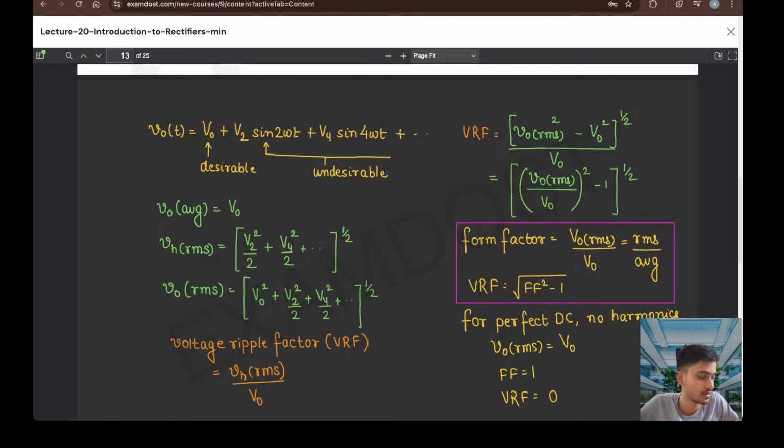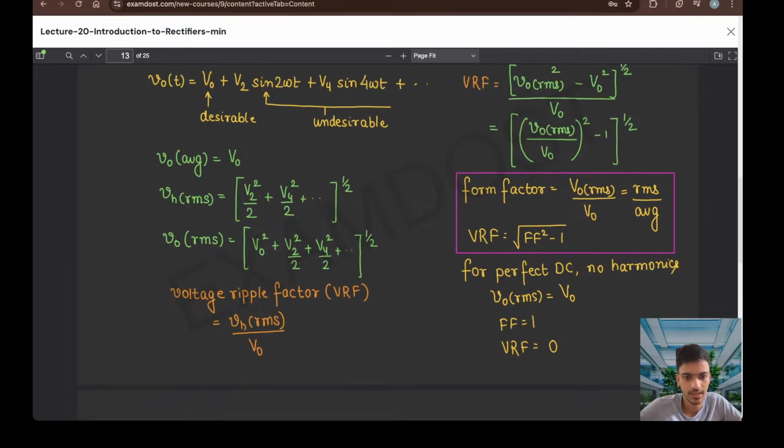V0 average है ना, which is greater than 1, which approaches 1. That means the waveform is more DC, the desirable one. Okay, तो समझ रहे हो कि फॉर्म फैक्टर जो निकाला हमने वो टोटल बाई एवरेज होता है, मतलब डिजायरेबल. और ये फॉर्मूला है, कैसे बना वो भी तुम कर सकते हो.